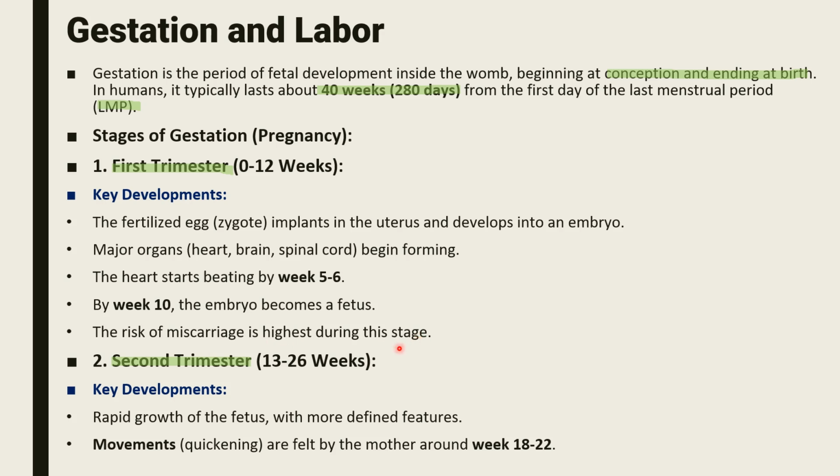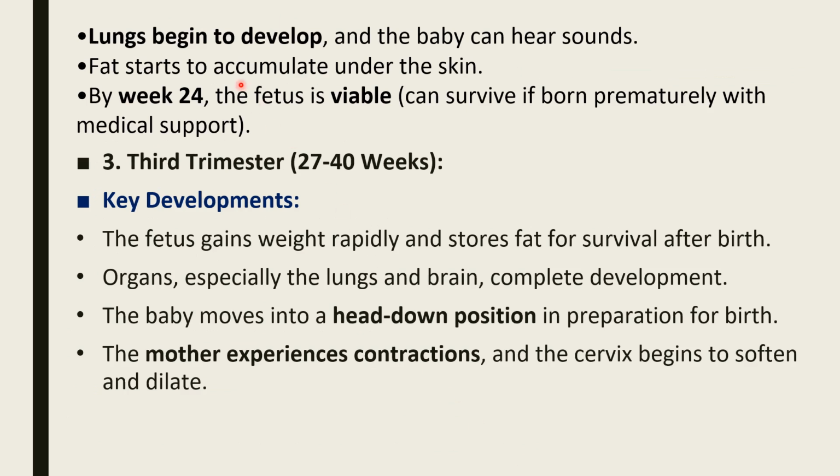In the second trimester, there is rapid growth of the fetus with more defined features. Movement, called quickening, is felt by the mother around week 18 to 22. Lungs begin to develop and the baby can hear sounds. Fat starts to accumulate under the skin. By week 24, the fetus is viable, meaning it can survive if born prematurely with medical support.